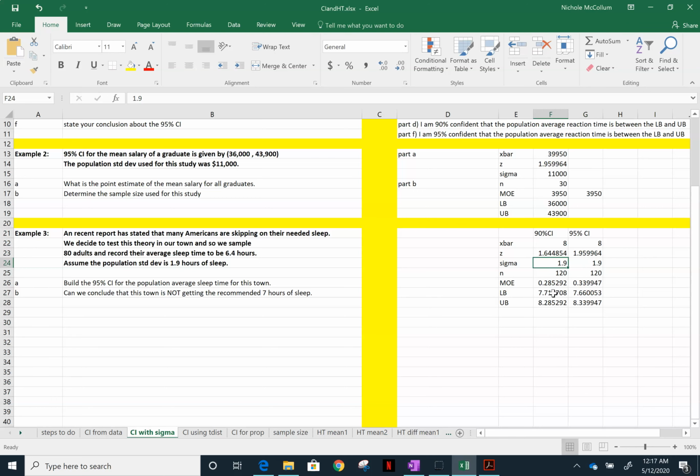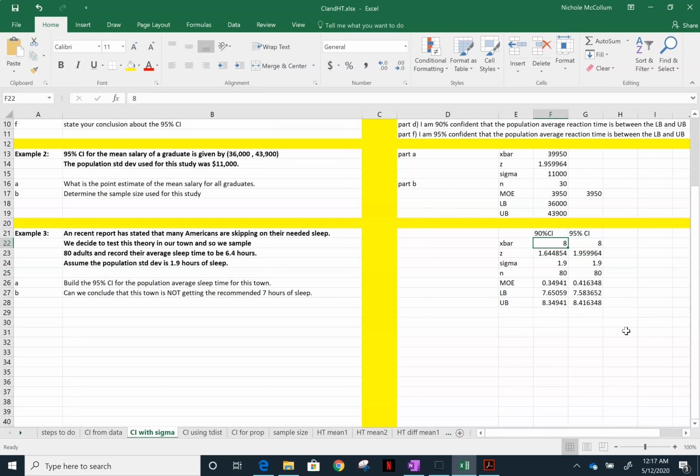And notice it did change the margin of error and the lower and upper bound. My N has changed. I have 80 adults, so that changes my confidence intervals too. I've changed my N and my sigma. I don't have to adjust my Z because my Z is based on my confidence level. A 90% confidence interval, that's your Z. A 95% confidence interval, that's your Z.